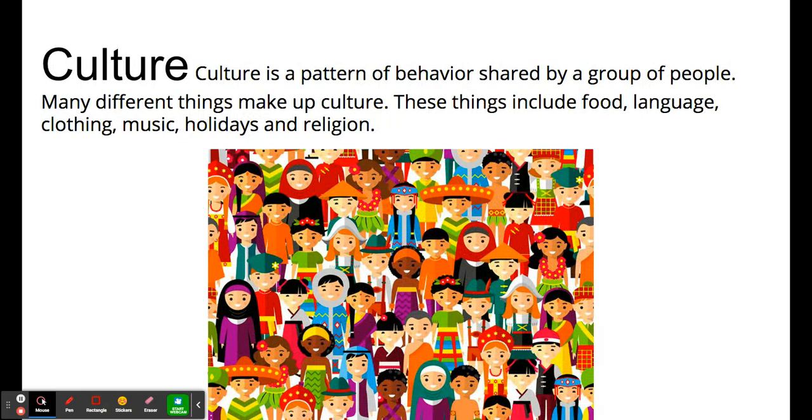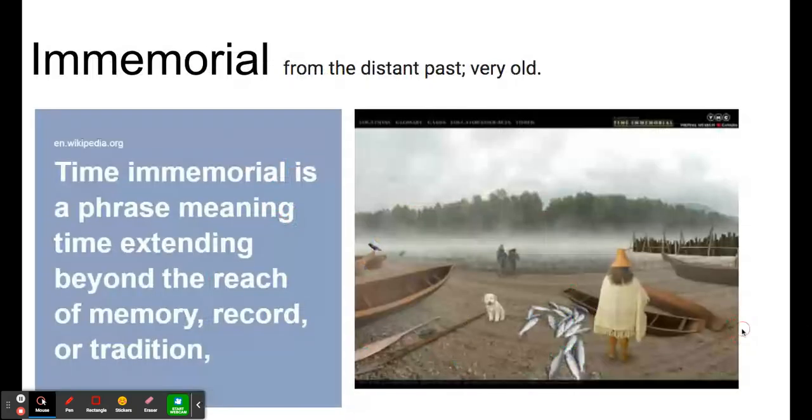My turn, your turn. Culture. Culture is a pattern of behavior shared by a group of people. Many different things make up culture. These things include food, language, clothing, music, holidays, and religion.